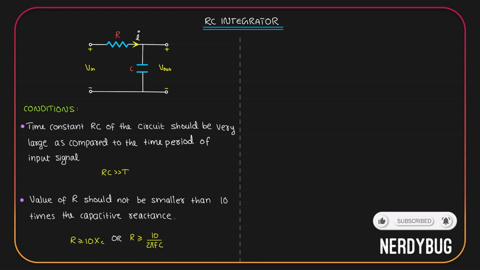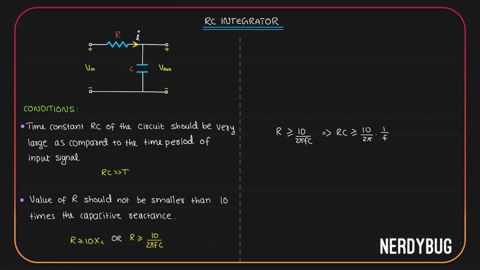The second condition is that the value of R should not be smaller than 10 times the capacitive reactance. We take R to be greater than or equal to 10 times the capacitive reactance. Or we can write R is greater than or equal to 10 by 2 pi Fc. You can see that the first condition is actually just a consequence of the second one. Because if R is greater than or equal to 10 by 2 pi Fc, if I take C to the other side, I get RC is greater than or equal to 10 by 2 pi multiplied by 1 by F.